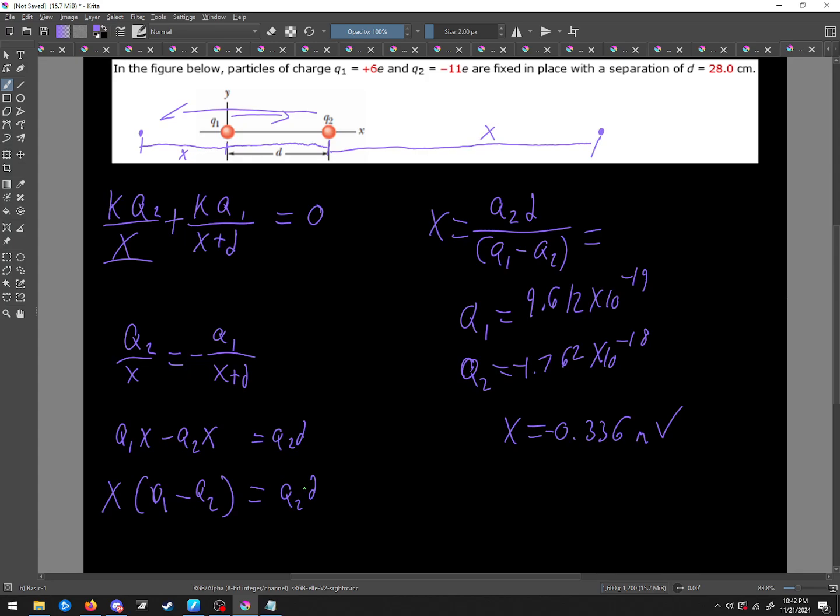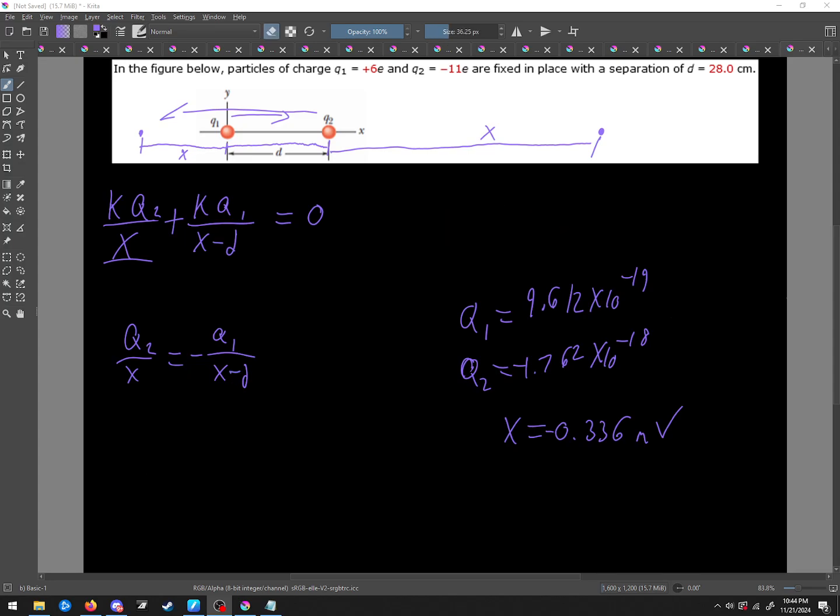What in the world? Let me make sure that Q1 and Q2 are what they say they are. 6, yep. Negative 11. Yes. Both of those are correct. Let's try it with d minus x. Just let's see where that takes us.